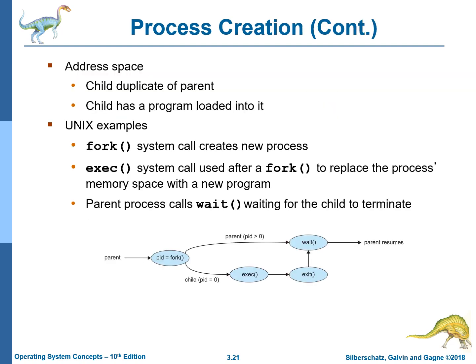Address space. Child, duplicate of parent. Child has a program loaded into it. Unix examples. Fork system call creates new process. Exec system call used after fork to replace the process memory space with a new program. Parent process calls wait, waiting for the child to terminate.